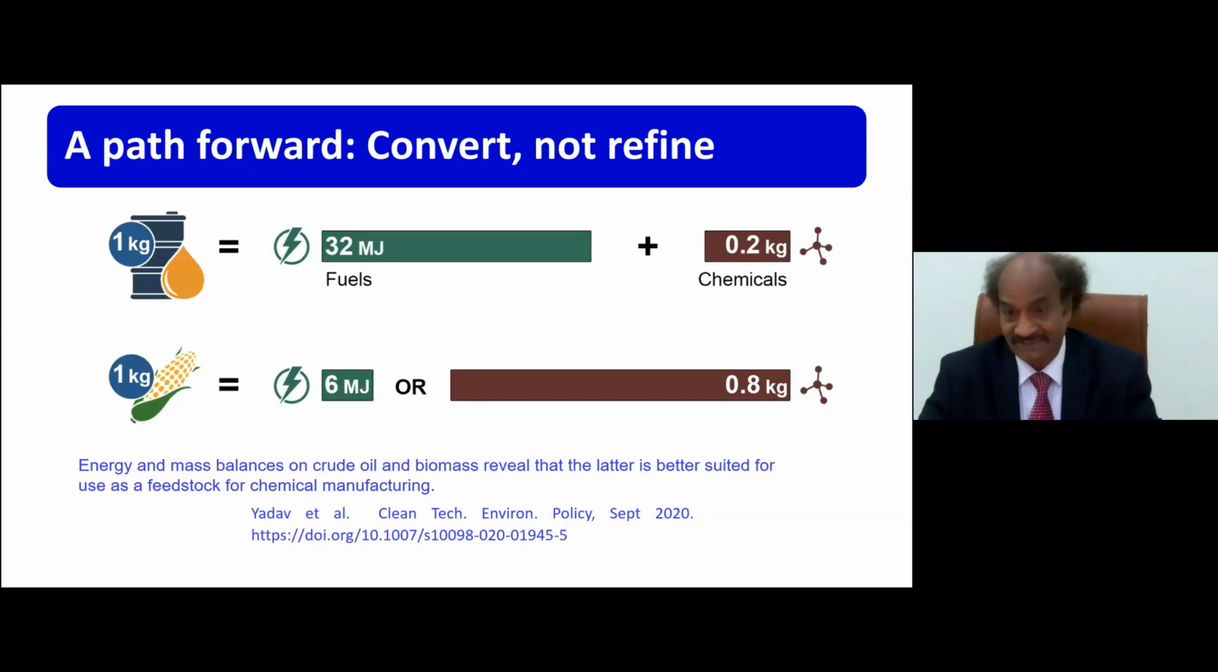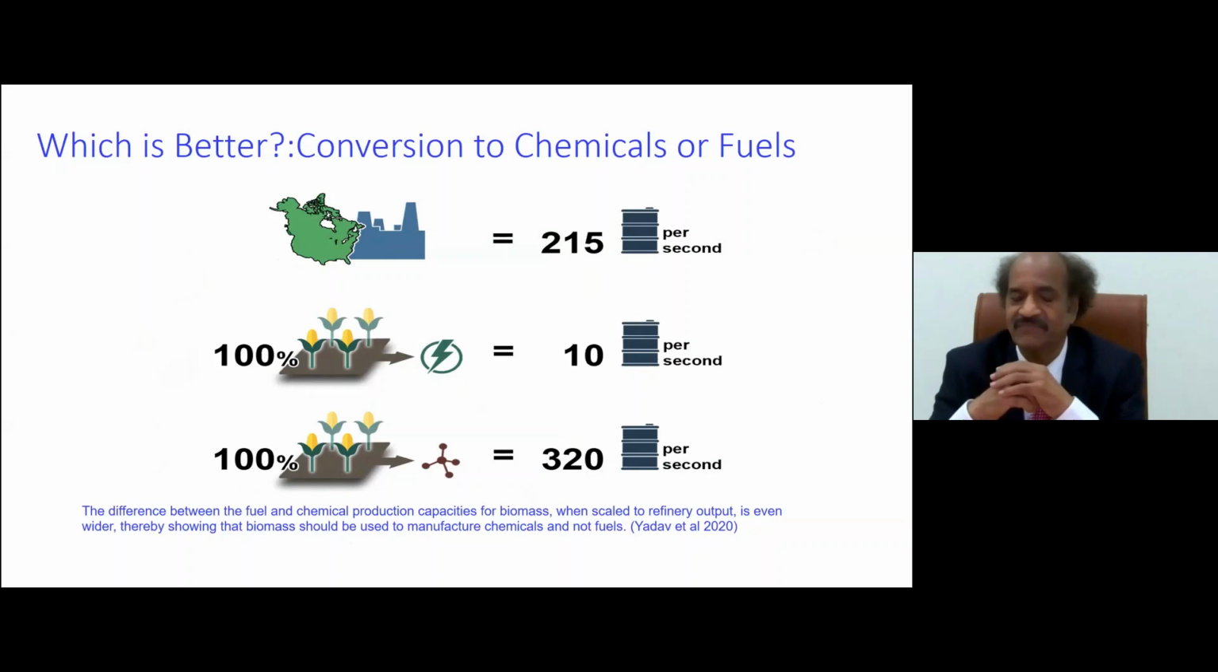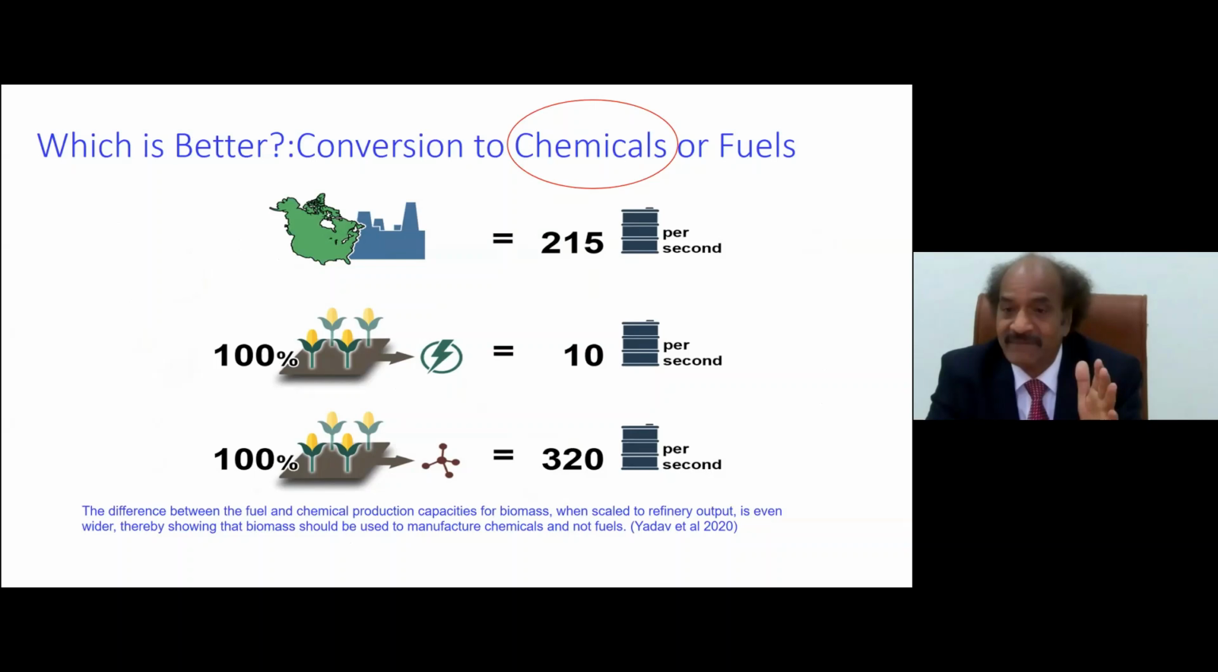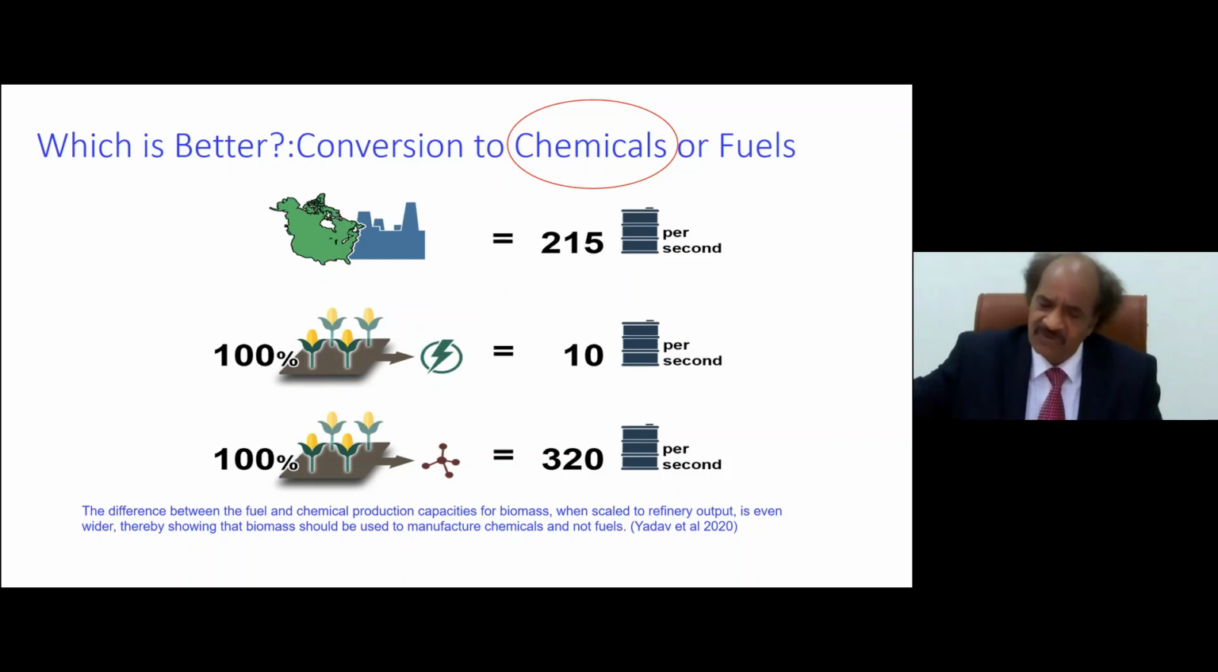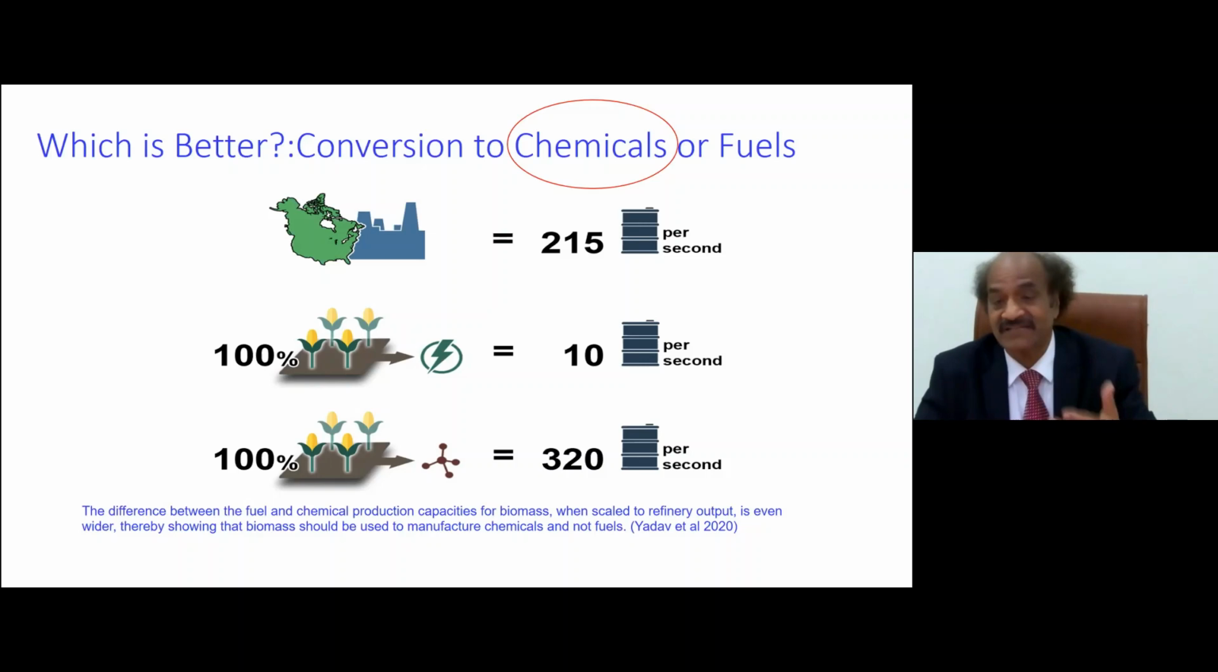Since I talked about 97.4 million barrels per day, that turns out to be something like 250 barrels per second. If I convert 100% of this biomass into energy, I get only 10 barrels per second. But if I convert 100% of biomass into chemicals, I get 320 barrels per second. So common sense tells me that it is better to convert biomass into chemicals and not fuels. Even if we make bioethanol, convert it to ethylene and all sorts of things. That is what should be done. That makes economic sense. I'm a chemical engineer, so I can talk about economics, right?